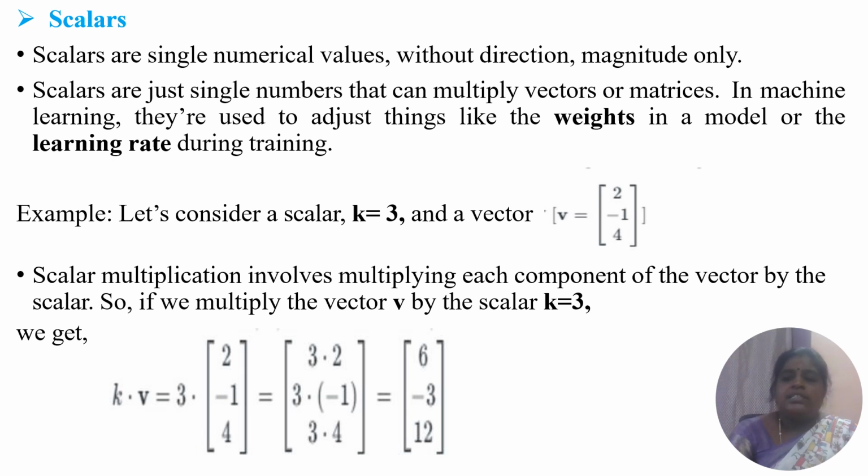In deep learning, a scalar is a single numerical value. It represents magnitude without direction. Let's consider a scalar k value equal to 3 and a vector v. We multiply each component of the vector by the scalar value 3. Finally, we obtain this result.